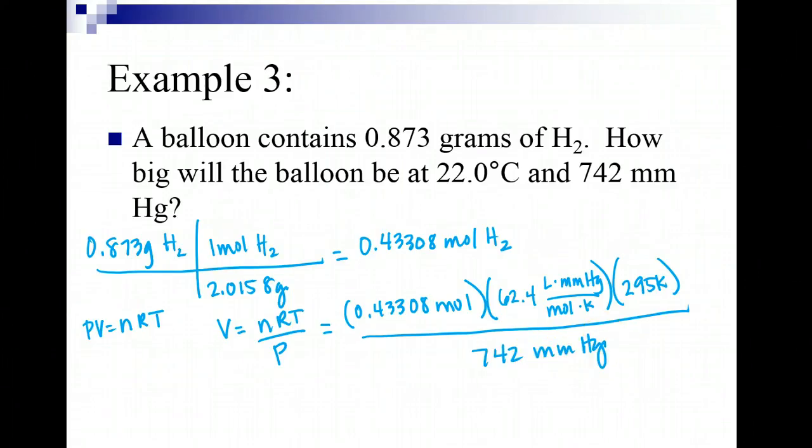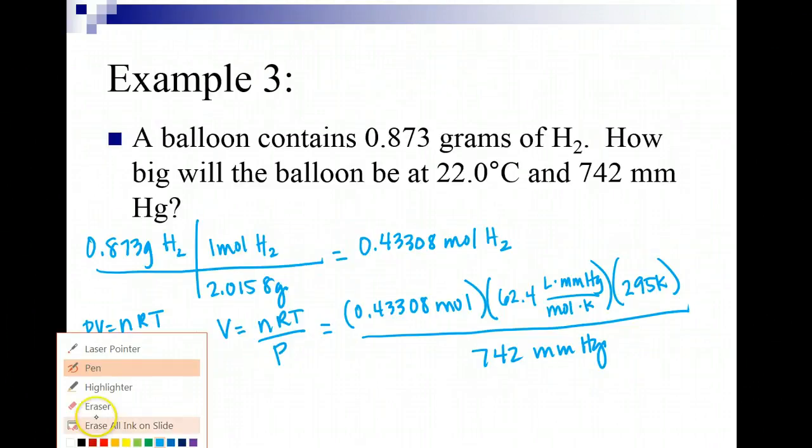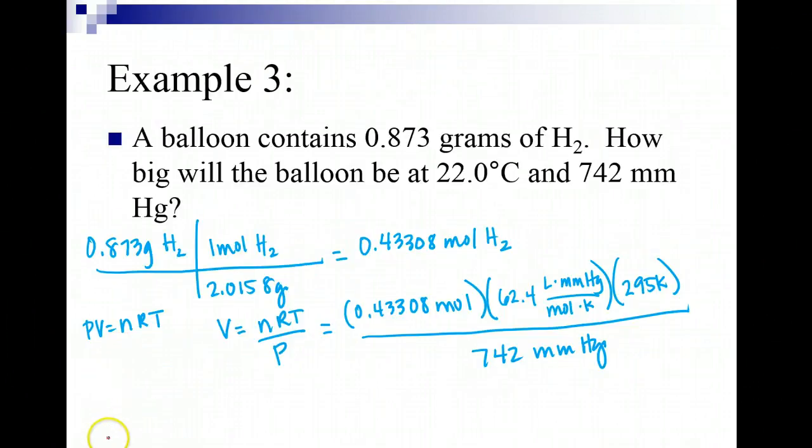And so looking at our labels, moles are gone, Kelvin is gone, millimeters of mercury are gone, leaving liters, which is an appropriate label for volume. For this problem, we should come up with 10.7 liters.